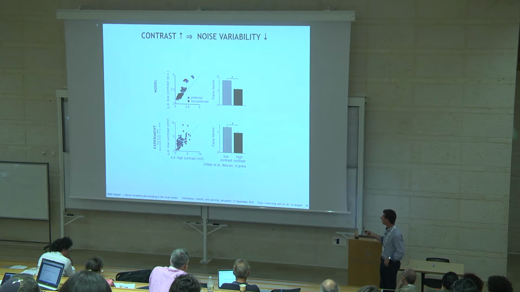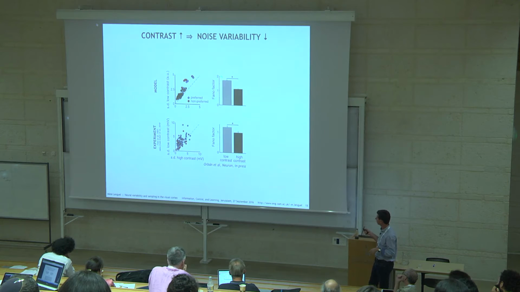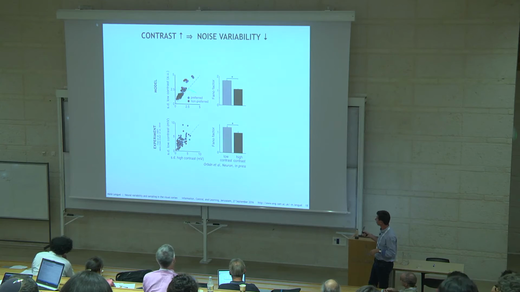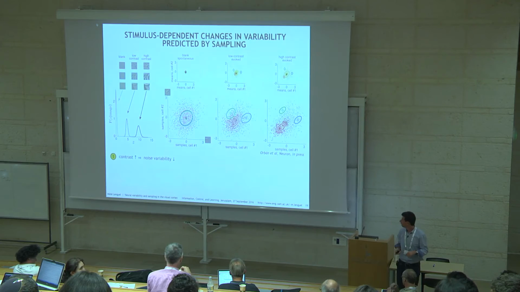You can also compare intermediate contrast levels with high contrast levels, and essentially the main message is the same: when you compare a low contrast rather than a completely blank stimulus to a high contrast stimulus, you essentially get the same kind of phenomenon. Both membrane potential variances shrink as you go from low contrast to high contrast. These are the membrane potential variances, and these are the Fano factors in the model and in the experiments. Okay, so that was the first interesting phenomenon.